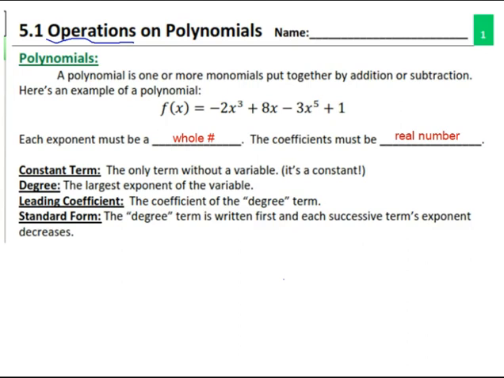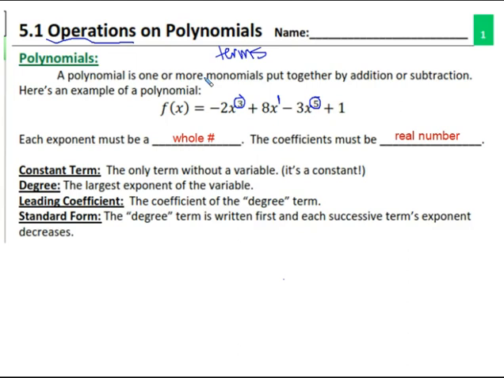But in order to do anything with polynomials, we need to understand what a polynomial is. A polynomial is one or more monomials, meaning terms, put together by addition or subtraction. So here's a little example. Notice how we have 4 terms, 4 monomials, and we just put them together by either adding or subtracting the terms. What's special about a polynomial is that each exponent must be a whole number, meaning a 3, in this case a 1, in this case a 5. So we can't have any fractions, we can't have any decimals. We're specifically looking at positive whole numbers as our exponents.